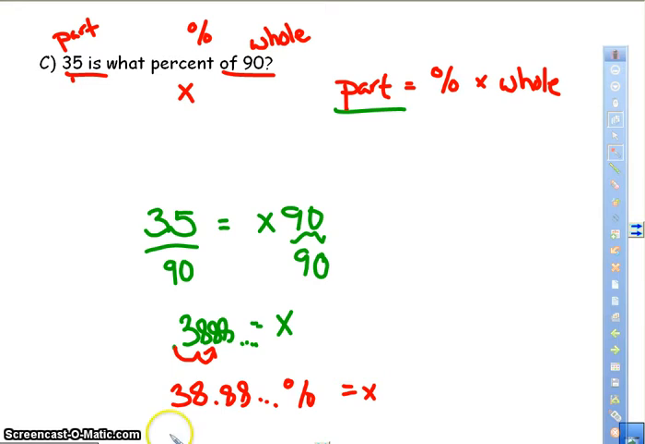I'm going to round to the nearest tenth, so I have an 8. I look back at the 8, and it's going to become a 9. I'm rounding up. So my x equals 38.9%. Remember, when you solve for your percent, it's going to come out originally as a decimal, because that's how I plug it into the percent equation. And then you change that to a percent before you round to the nearest tenth.